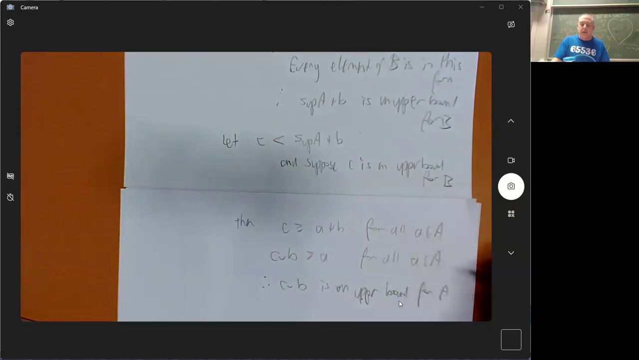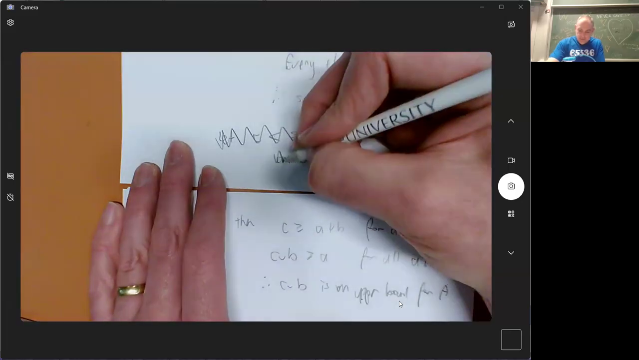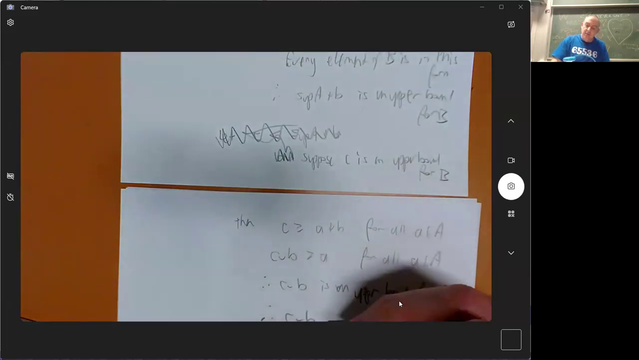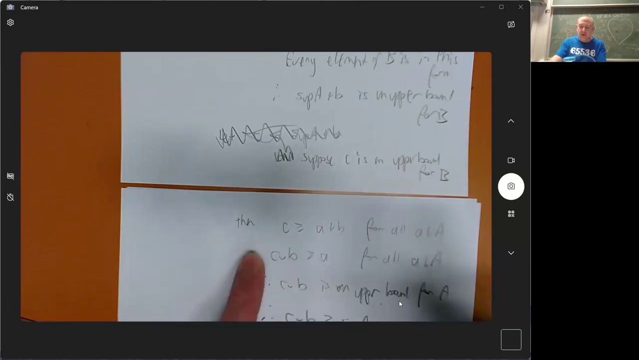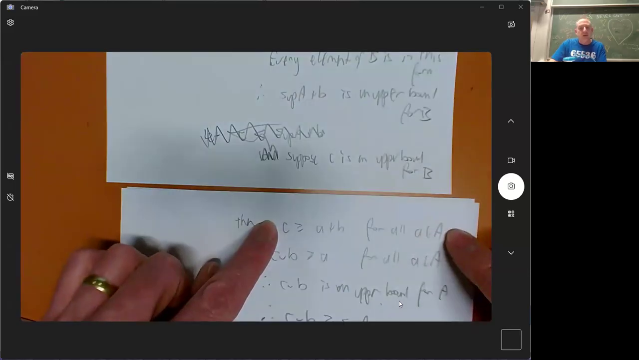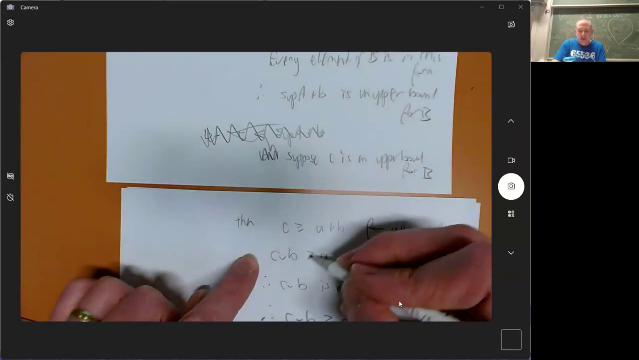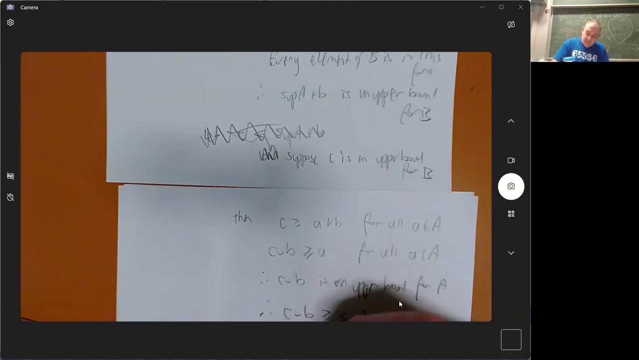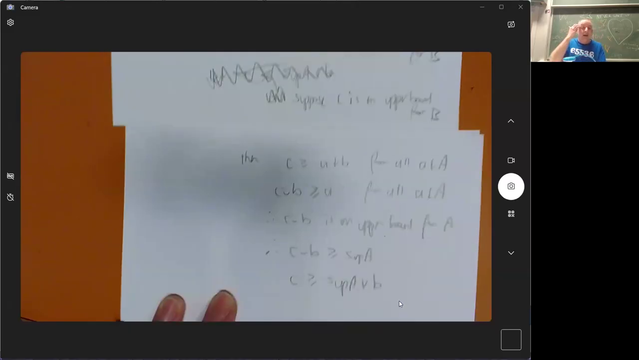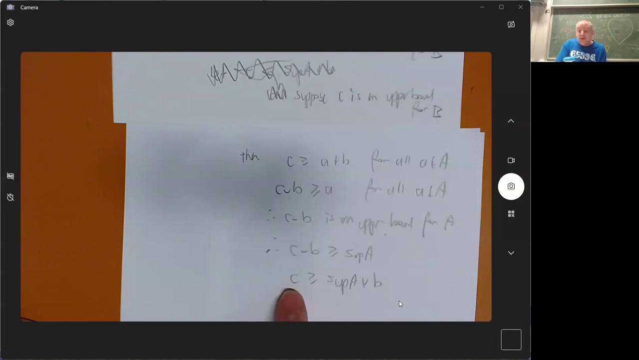It is an upper bound for A, which means, therefore, that C minus b is more than or equal to the supremum of A. I don't have to assume that it's less than the supremum of A. So if C is an upper bound for B, then it's more than all the things in B, which means that C minus b is greater than all the things in A, which means that C must be an upper bound for A, which means it must be greater than the smallest upper bound for A, and therefore C is greater than or equal to sup A plus b, and therefore every other upper bound is more than this number.